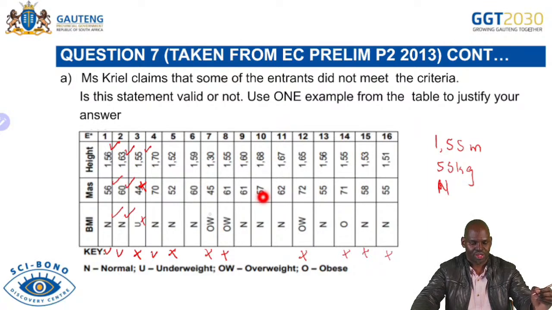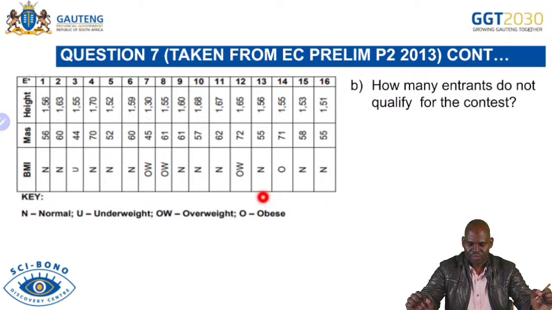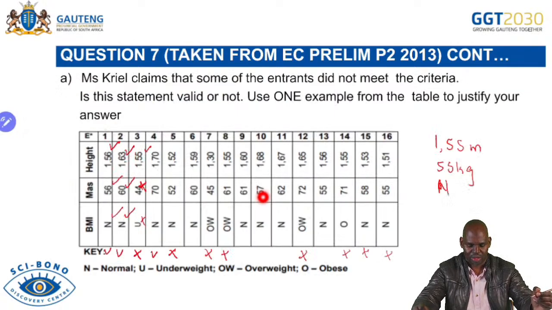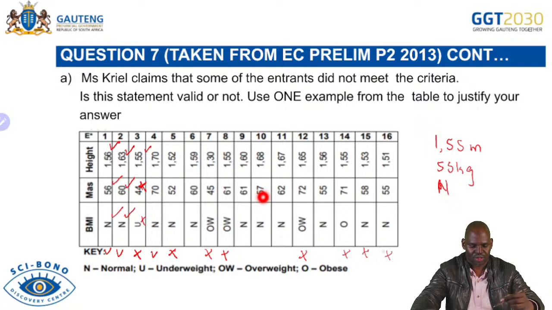Then the next question, question 7b. How many entrants do not qualify for the contest? Okay, if I take you back to this, we said it's entrant number 3. Okay, so it's 1, 2, 3, 4, 5, 6, 7. Let's check if I didn't miss anything. So it's entrant number 3. Okay, 1, 2, 3, 4, 5, 6, 7, 8. So it's 8 of them.